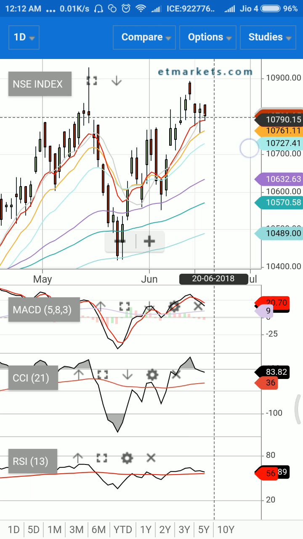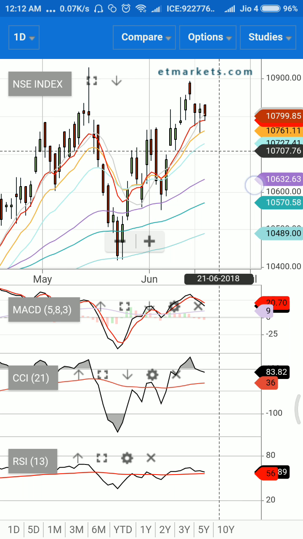If the market breaches the 10,830 level, then we will again buy a call option, or we can also sell a further put option on the high side. Whatever the position may be, I will definitely update my WhatsApp and Telegram subscribers. Okay, so that was my analysis for the Nifty.